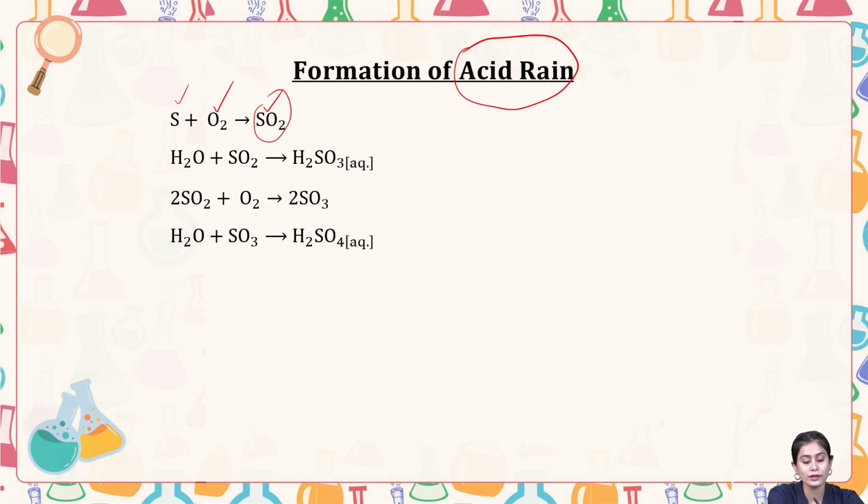2SO2 plus O2 gives 2SO3. This SO3 will react with H2O to form H2SO4 aqueous, that is your sulfuric acid. Okay, so sulfurous acid, sulfuric acid.